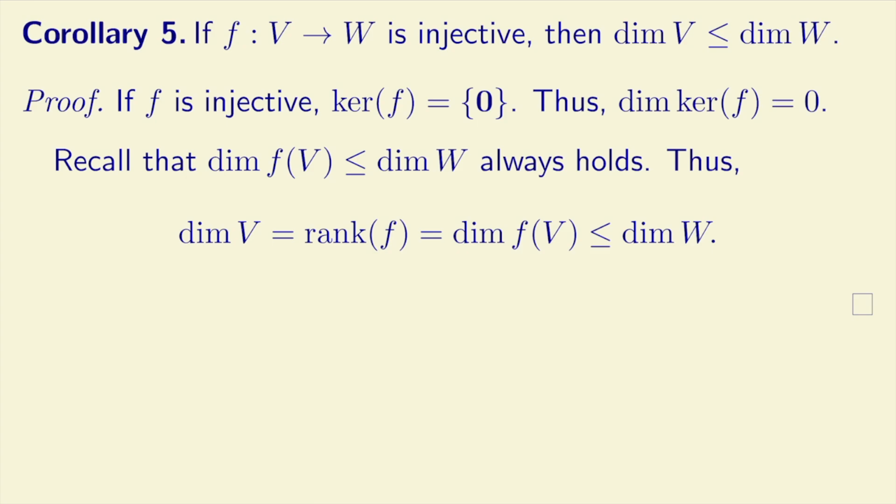Corollary 5 says if F is injective, then the dimension of V is less than or equal to the dimension of W. Why is that? I remember injective means the kernel is just the zero vector. Right. If F is injective, then the dimension of the kernel is 0. And we know from Theorem 4 that dimension V equals rank of F plus dimension kernel of F. So dimension V equals rank of F. Also, the rank of F is the dimension of the image F of V, and the image is a subspace of W, so its dimension must be less than or equal to the dimension of W.